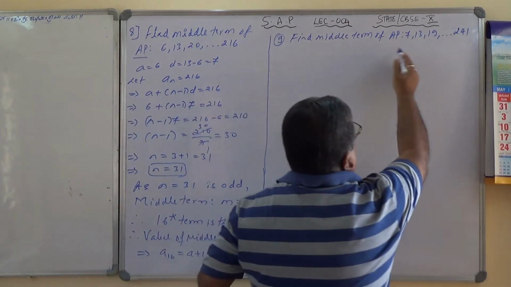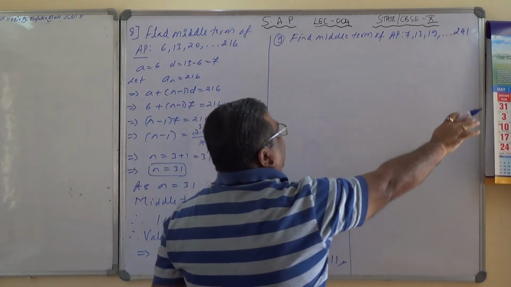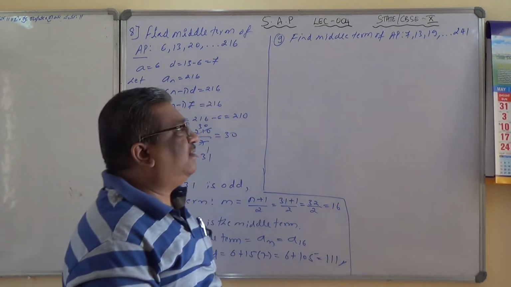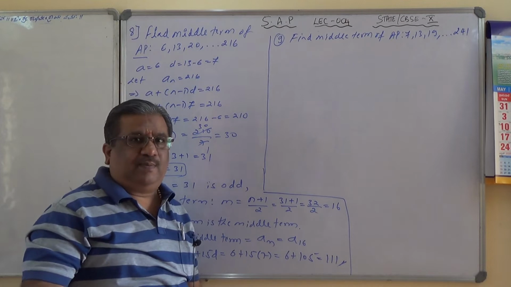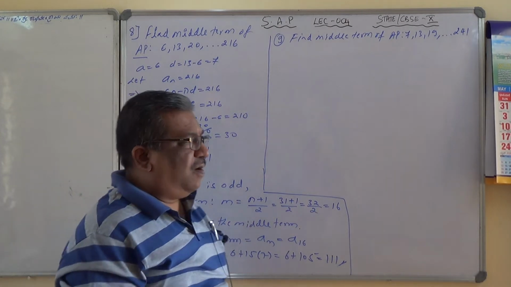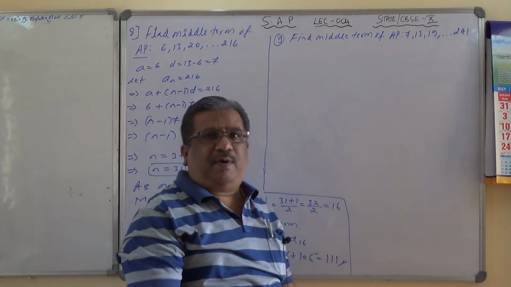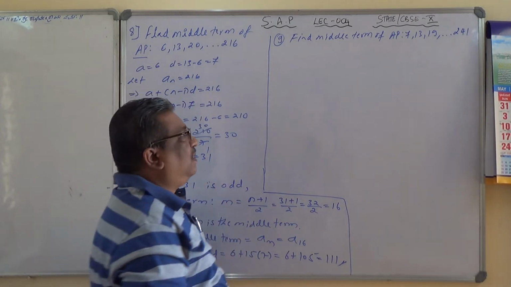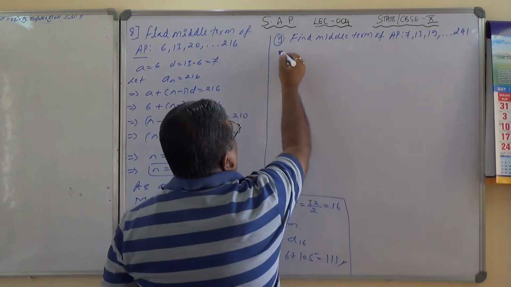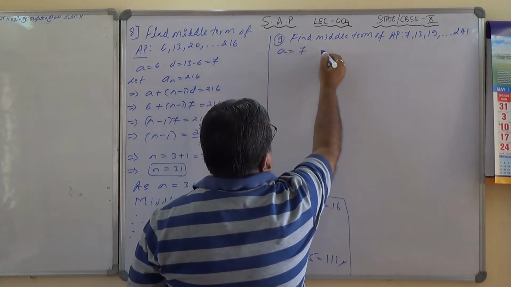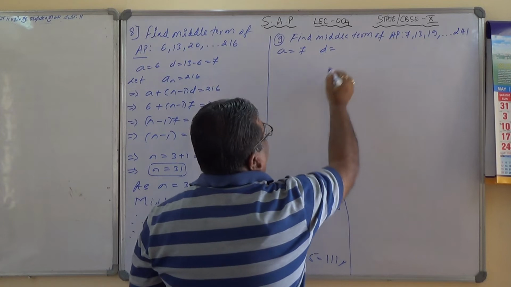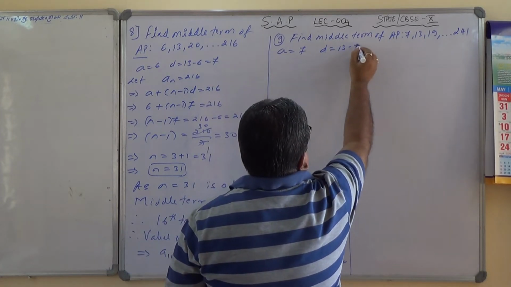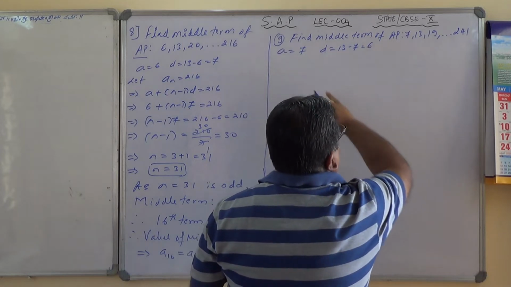So here we do not know the total number of terms. Let the nth term be equal to 241. By taking the nth term as 241, you can find out the total number of terms, and if it is odd or even, based on that decide which is the middle term, and then find out the value of the middle term. Okay, so here A equals 7, common difference is 13 minus 7, which is 6.